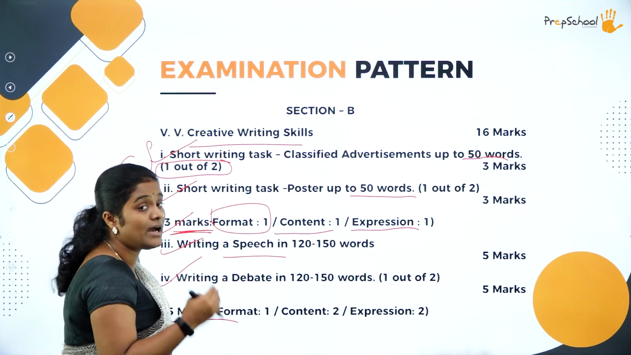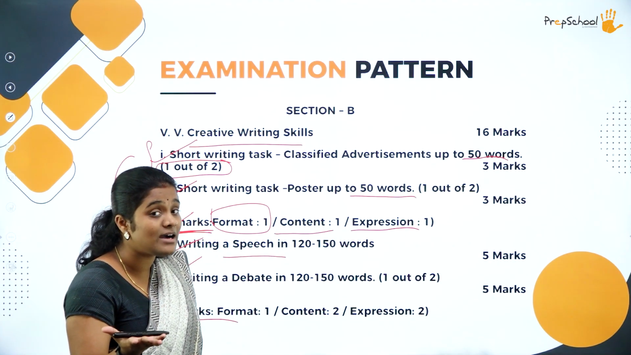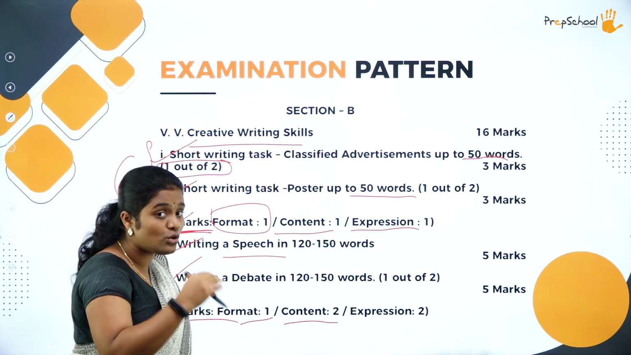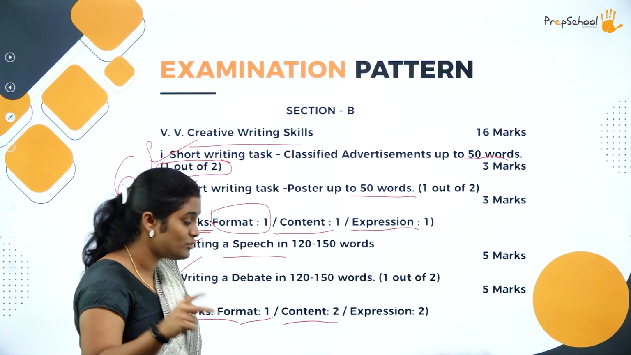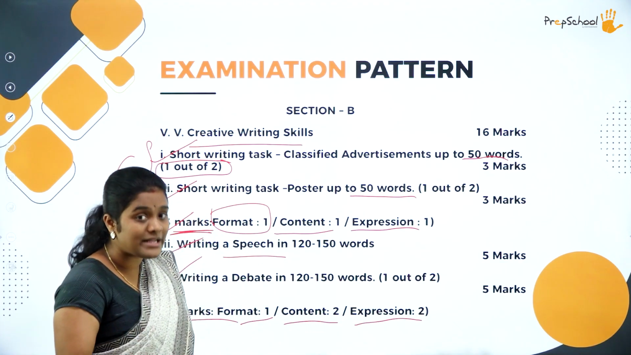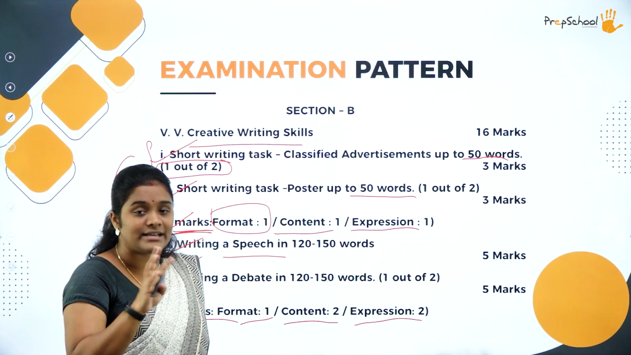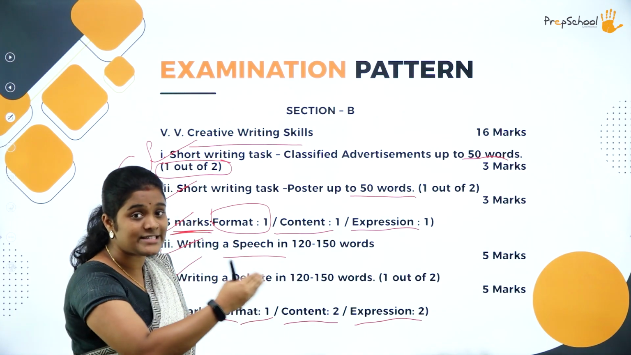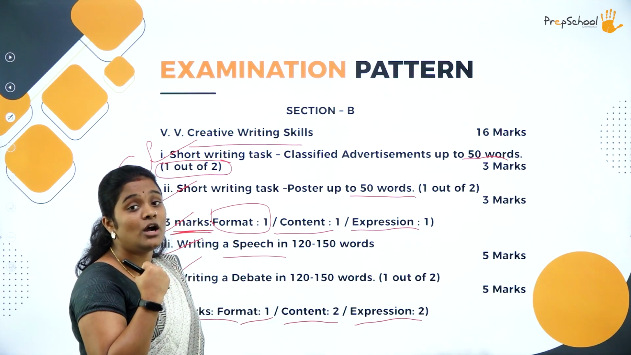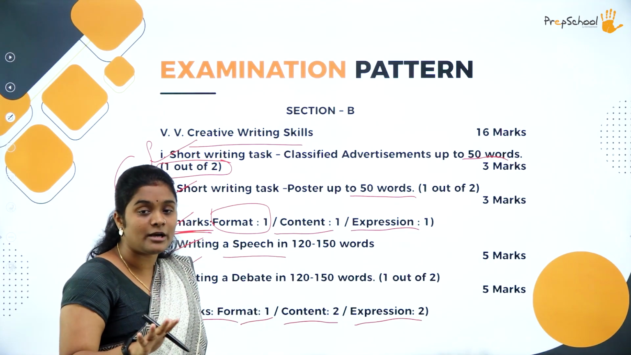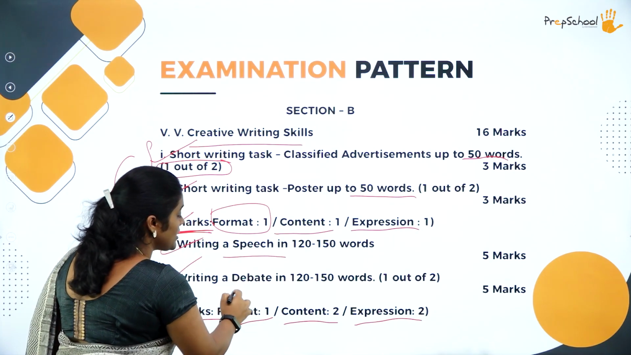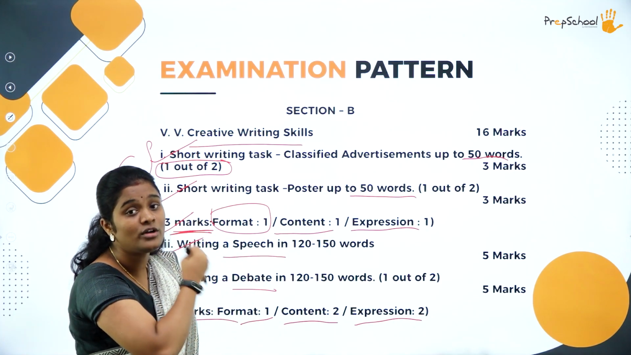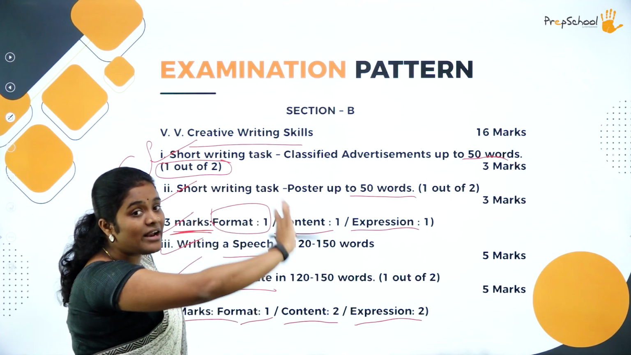You might ask, how are the 5 marks divided, ma'am? There is format for 1 mark. You have to write your own content that gives you 2 marks. Then there is expression. How have you expressed it? What are the words that you have used, the sentences that you have used, the content that you have chosen? Everything gets 1 mark each, except for the expression that is important. It gets 2 marks, which totals 5 marks. So there is a speech and a debate for 5 marks each. Then there is a classified advertisement and a poster for 3 marks each in this creative writing skills section of yours.